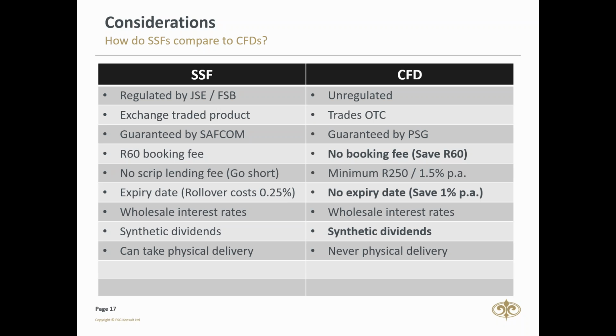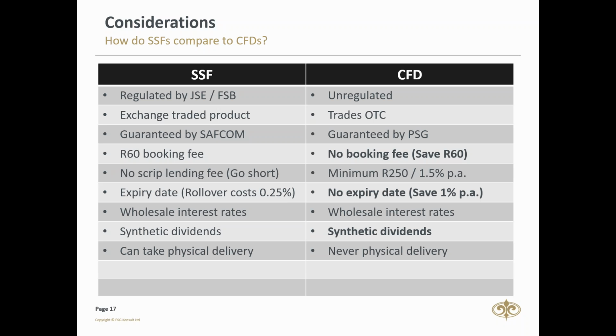The difference on single stock futures is you pay 60 Rand booking fees. There's no booking fees on CFDs. Scrip lending fees, you do not pay the 1.5% as a line item on single stock futures, but you have to consider that it will be priced into the futures price. You don't see it as a line item. On the CFDs, because of the price transparency and all that, you'll see the separate line item.